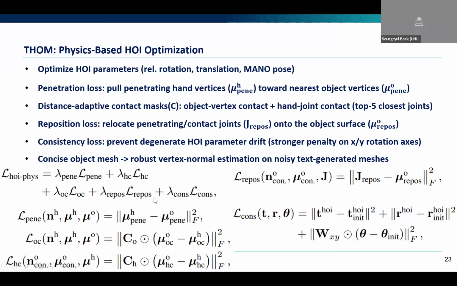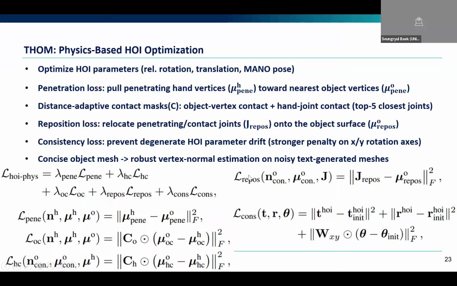So to prevent that, we additionally devise a loss term called reposition loss. Whenever there is a penetration on the finger side, we expect the penetrating hand joint to be on the object surface. So we compute the distance between the penetrating joint position and the object surface, and we compute the relative distance, and we use that as repositions.